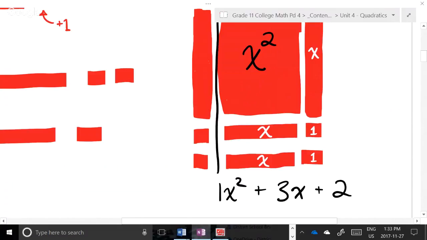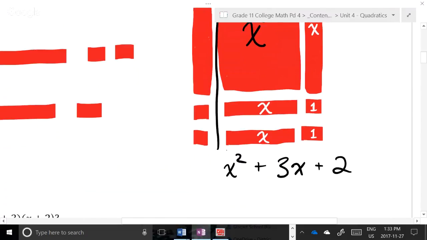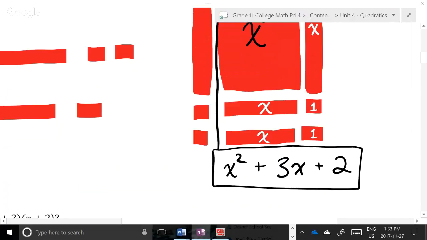Now, do I have to say 1x squared? No, it's not wrong if I do, but it's considered kind of poor form. We typically just say x squared. I wouldn't mark you wrong if you said 1x squared. If we had 2 of them, we'd say 2x squared. And we will get to some examples like that. That's what we're going to do at the end.